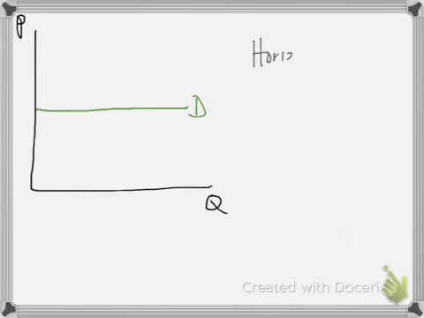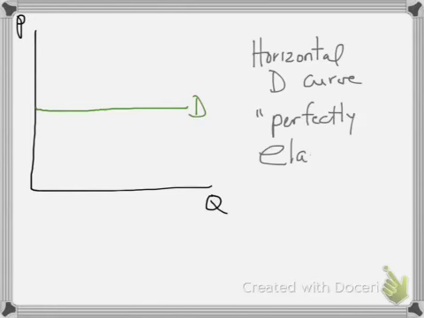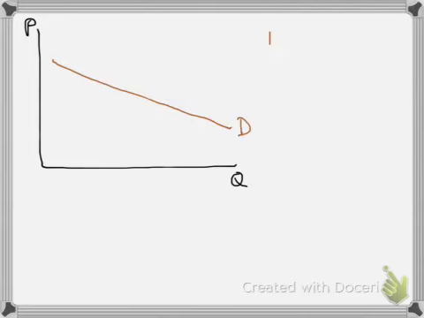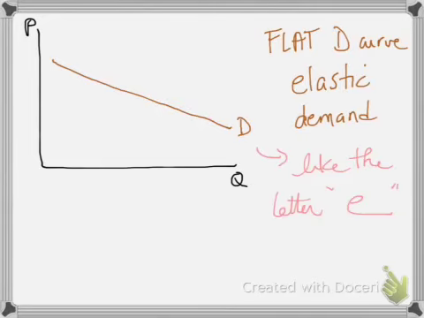Now we have the opposite extreme case, where we have a horizontal demand curve, where it is fixed at a price and we have an unlimited amount of quantity change. We can go from no units to an infinite number of units, and so we would refer to this as perfectly elastic demand, and it's horizontal, sort of like the lowercase letter e. So a flat demand curve is elastic demand, like the letter E.